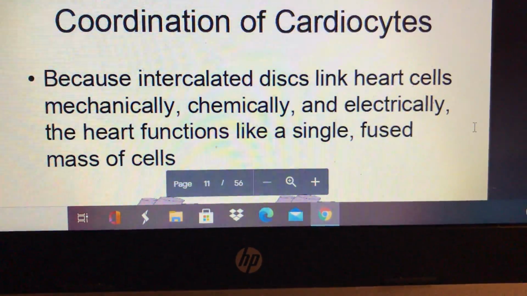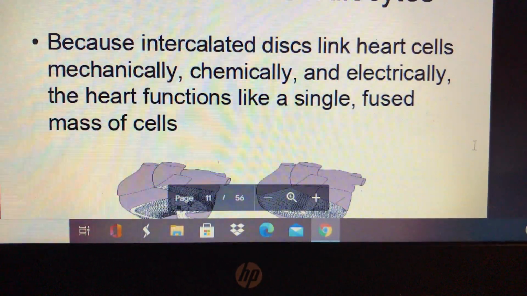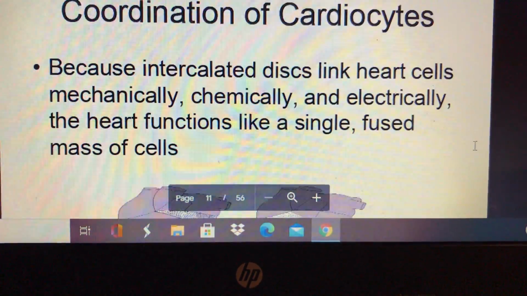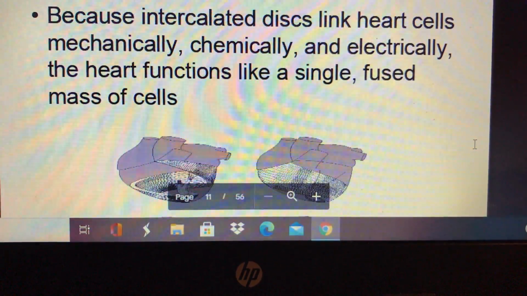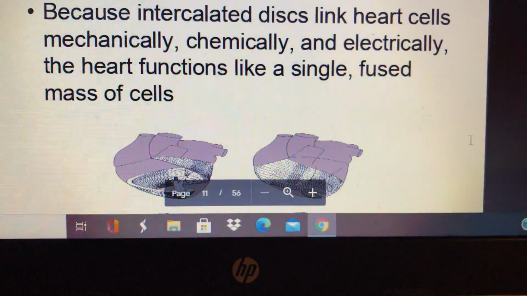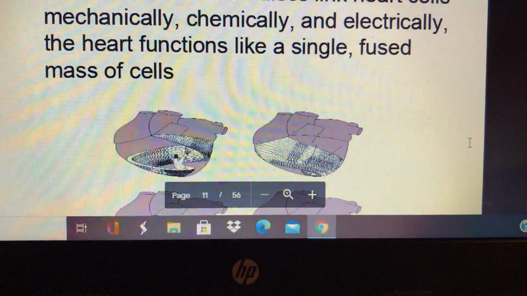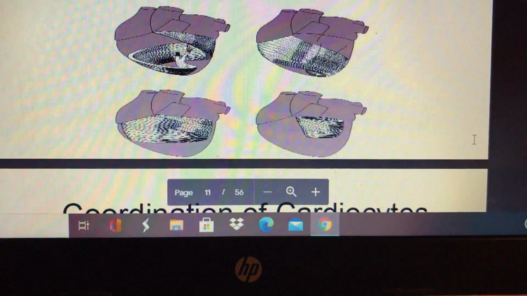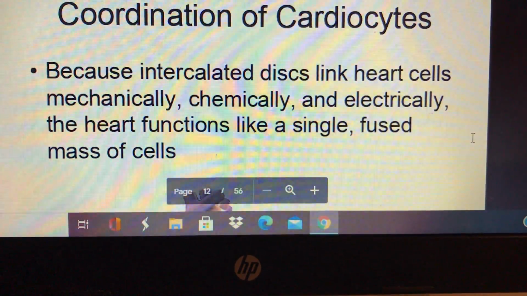Coordination of cardiocytes. Cardiocytes are cells of the heart. Because intercalated discs link heart cells mechanically, chemically, and electrically, the heart functions like a single fused mass of cells. That is amazing.